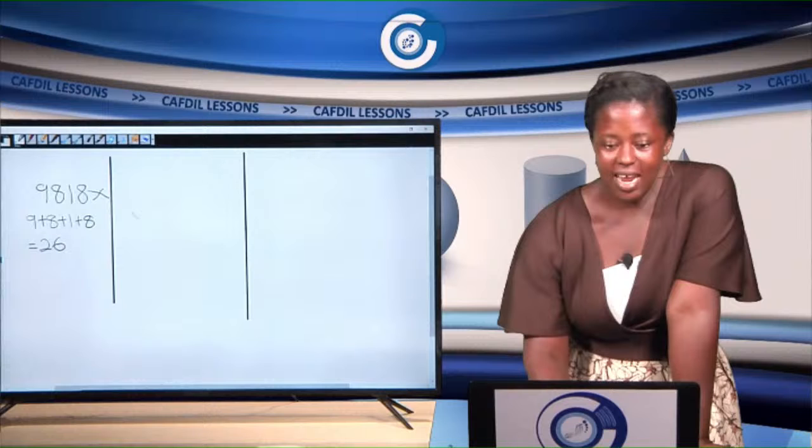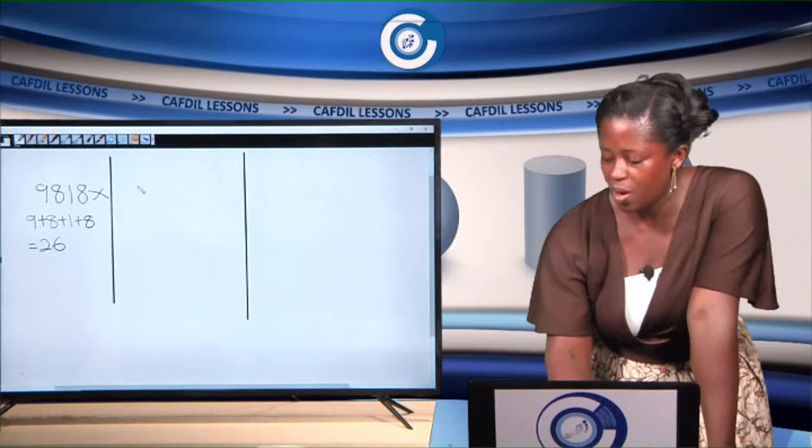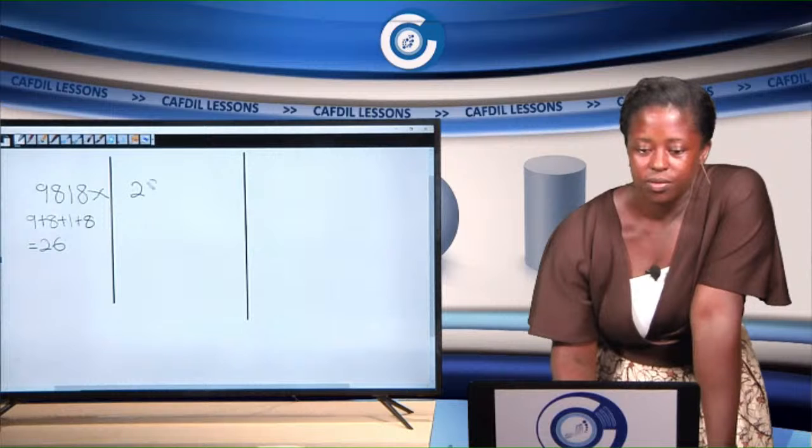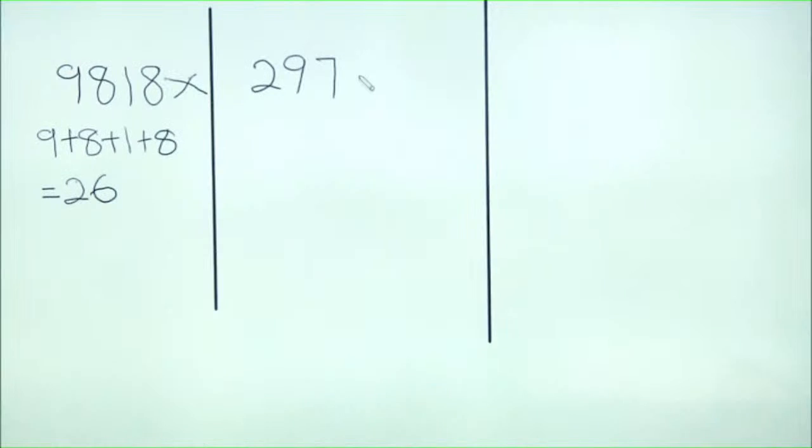Learners, let's try this as well. 2,979. Is it divisible by 9 or is it a multiple of 9? Let's check. 2 plus 9 plus 7 plus 9. Let's add all the digits and see.